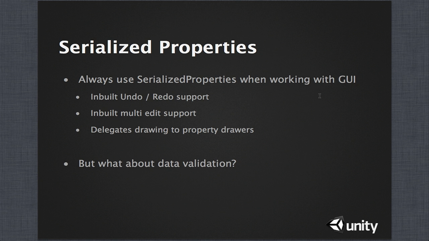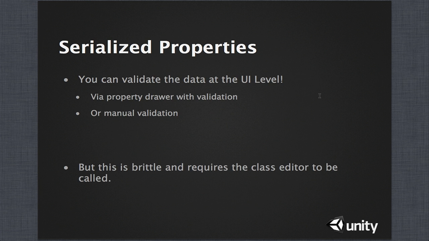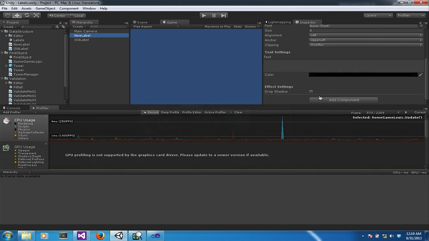It also delegates the drawing, which is something nice. So you have your inspector code separated from your control drawing code. This is all very good when it comes to drawing custom editors. But what about the data validation on the fields in your classes? Using serialized properties and property drawers, you can actually validate your data on the UI level. You can do this via property drawers that do the validation, or by manual validation. And let's have a quick look at how that would work.